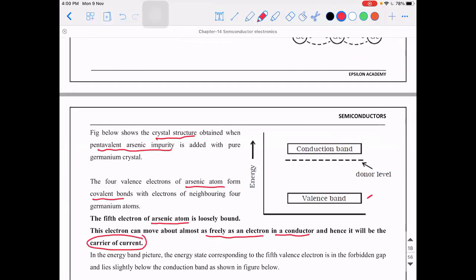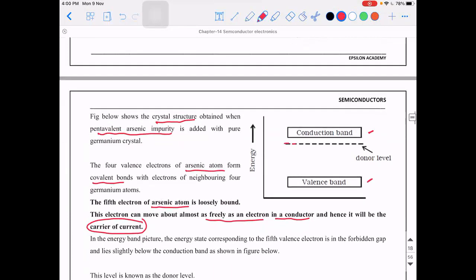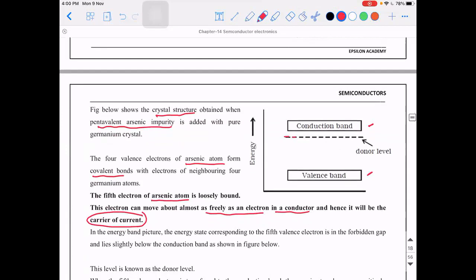For an N-type semiconductor, observe how the energy band diagram is going to be. You have the valence band, you have the conduction band, right? There is something called the donor level. Let's see what it is. In the energy band picture, the energy state corresponding to the 5th valence electron is in the forbidden energy gap. The 5th electron will have some energy with it, right? That energy will be neither completely associated with the valence band nor with the conduction band. It will be close to the conduction band.